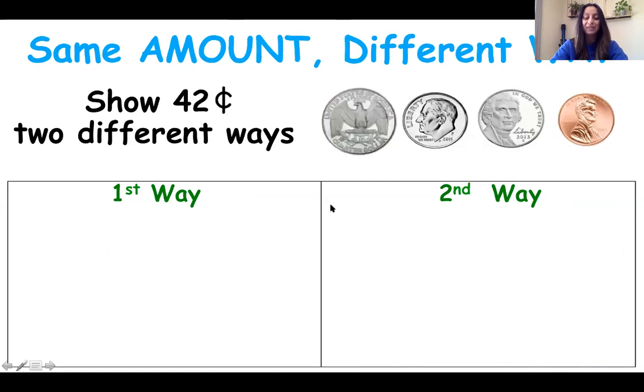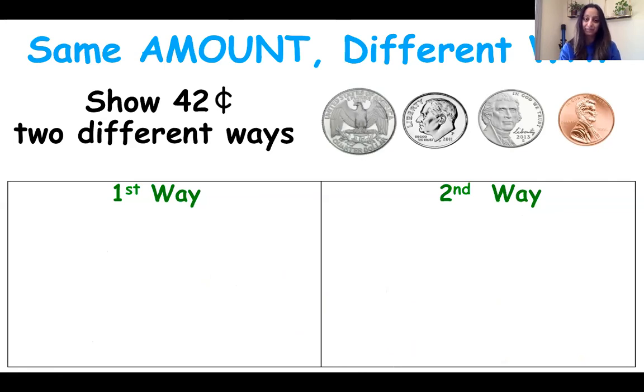Awesome. Let's try one last one. Go ahead, pause the video, try this one on your own as well. You can either use real coins or draw coins on paper to show how you can show 42 cents in 2 different ways. Give it a shot, and then we'll play the video and check your work.